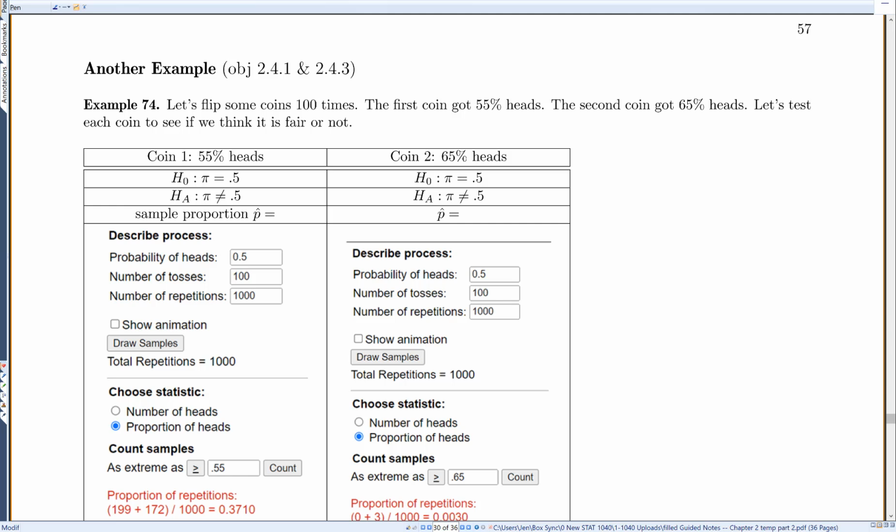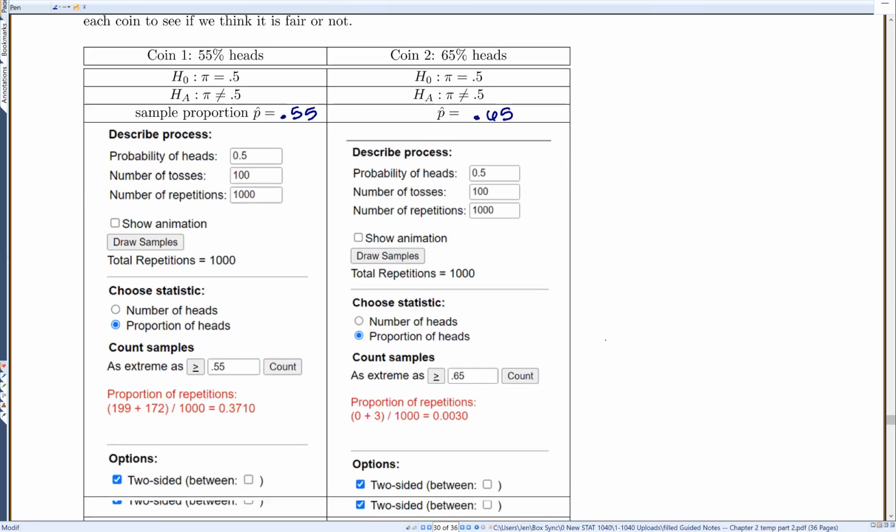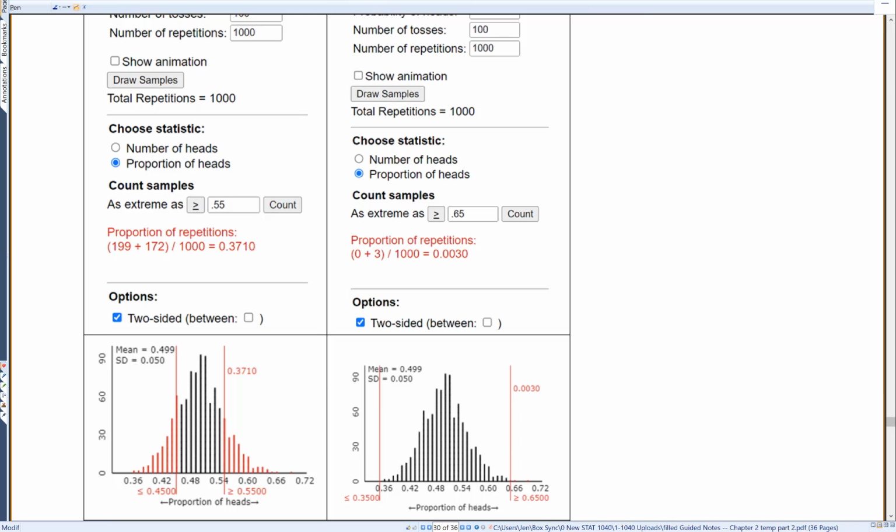We can write down our sample proportions. The first one would be 0.55. The next one would be 0.65. But either way, our hypothesized proportion is that the coin is fair, so 0.5. Okay, you'll notice my applet gets set up the exact same way. My probability of heads is 0.5, 100 tosses. I'm going to do 1,000 repetitions. And here I looked at the proportion of heads instead of number of heads. So I want something as extreme as 0.55. But for the other one, I want something as extreme as 0.65. Okay, click that you want a two-sided.